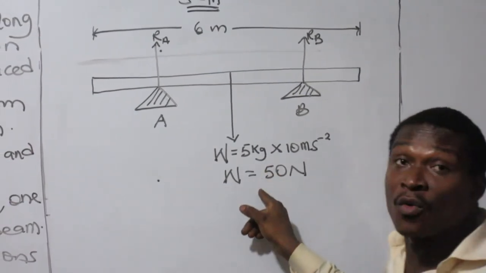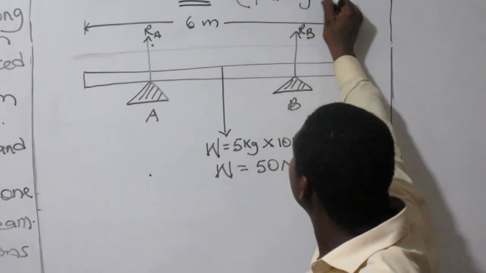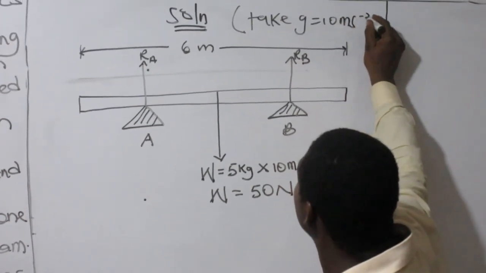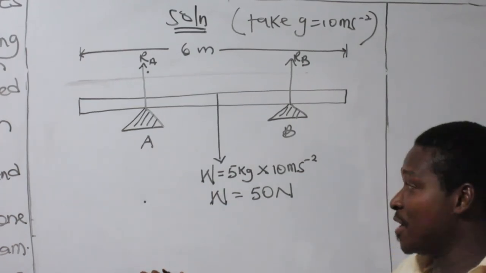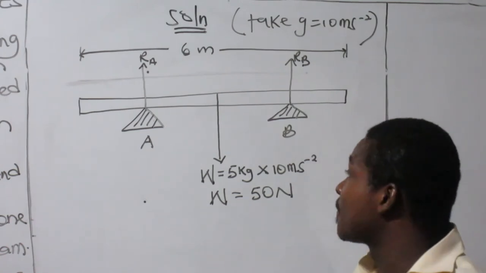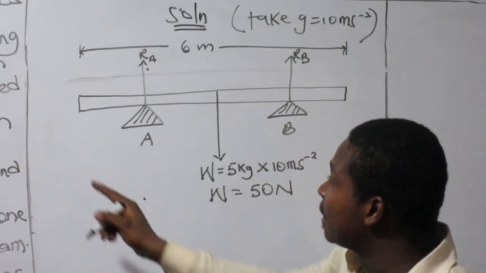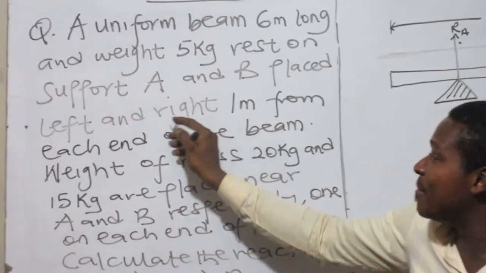So in this question, take g to be 10 meter per second squared. So if they say 5 kg rests on supports A and B, that is the weight. It means A and B are holding 5 kg. That's the meaning. Good. And here, left and right 1 meter from each end of the beam.